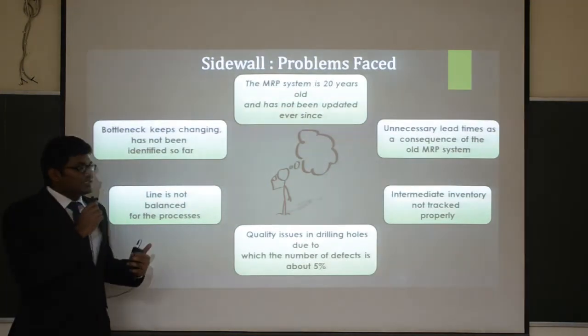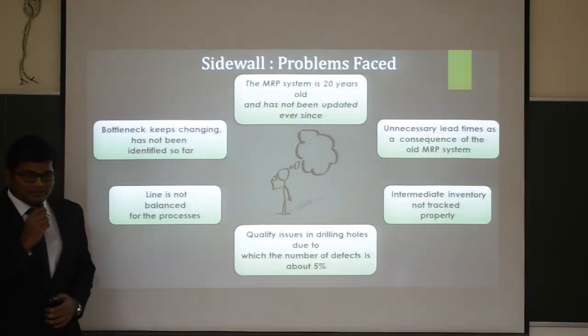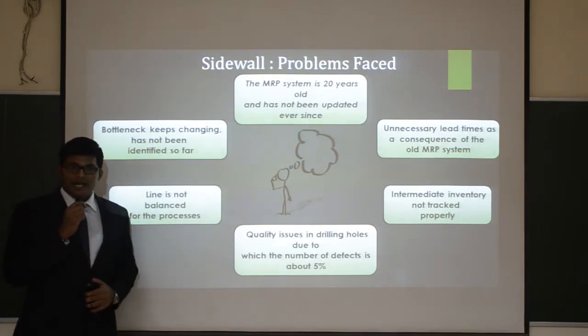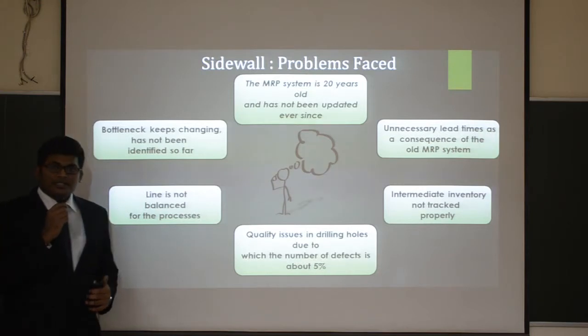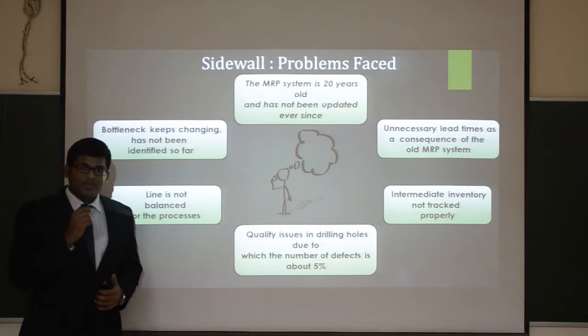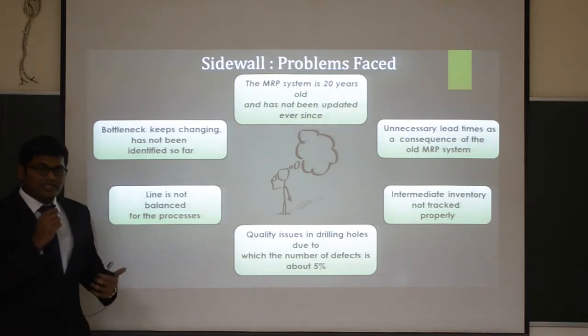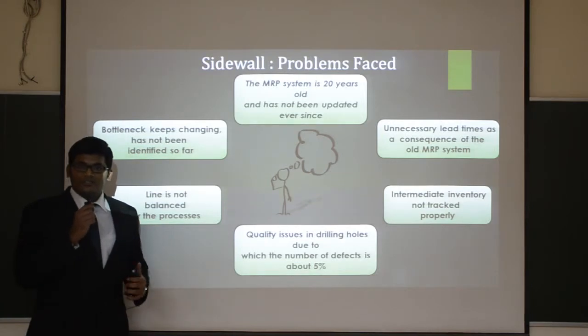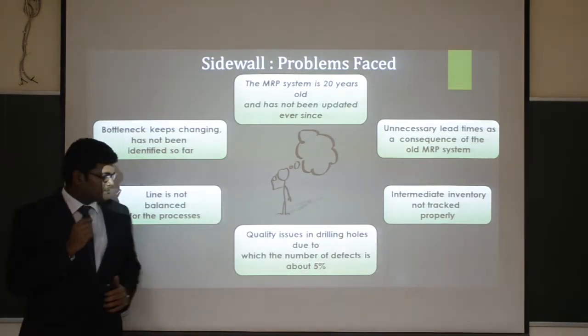Now I'd like to discuss in depth the various problems faced by this division. The major problem is the MRP, which is 20 years old and hasn't been updated since then. This MRP leads to unreasonable and unnecessary lead times in the production. Moreover, the intermediate inventory is not tracked properly. The inventory present in the adjacent warehouse is not tracked, for example in this case.